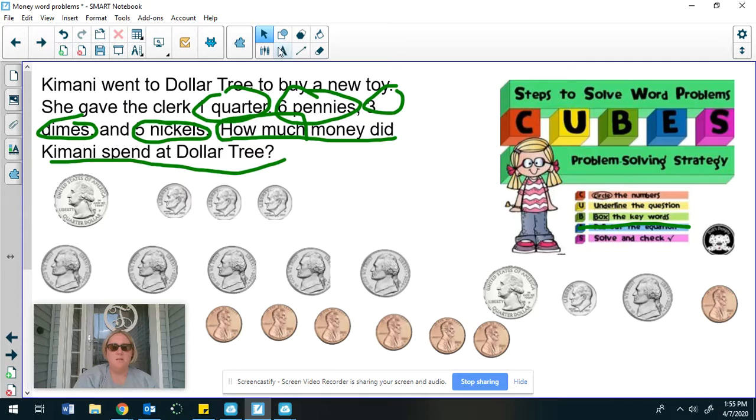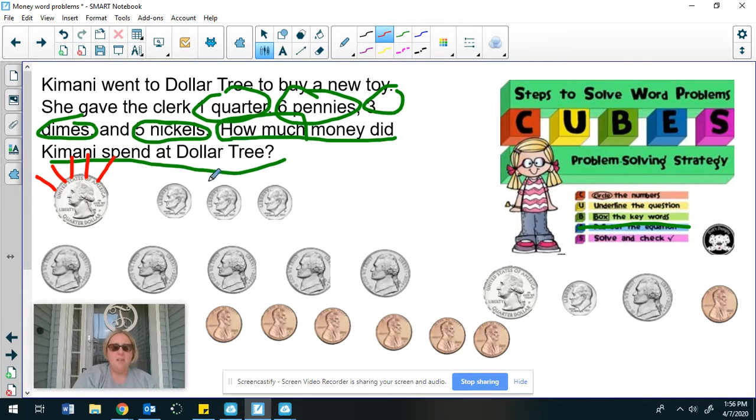Now I can use my hairy money strategy to help me. I count by 5s until I hit the value of each coin. And that will tell me how many hairs are in each coin. Quarters are worth 25 cents. So I'm going to count by 5s until I get to 25. 5, 10, 15, 20, 25. My quarter had 5 hairs.